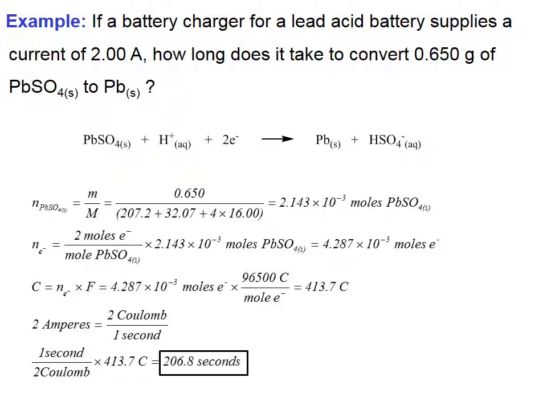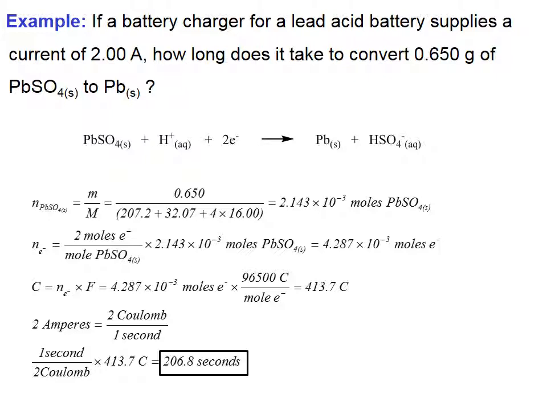So we learned about current before. 1 ampere is equivalent to 1 coulomb per second. A useful question is, how long is it going to take for a particular battery to recharge? Here's the example, and this is what's really on your take-home problem. If a battery charger for a lead-acid battery supplies a current of 2 amperes or 2 coulombs per second, how long does it take to convert 0.65 grams of lead sulfate to lead? This is our cathode reaction, and we can see that for every mole of lead that's produced, 2 electrons must be transferred.